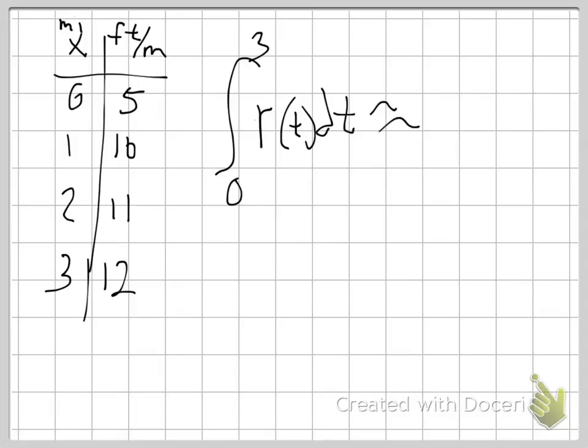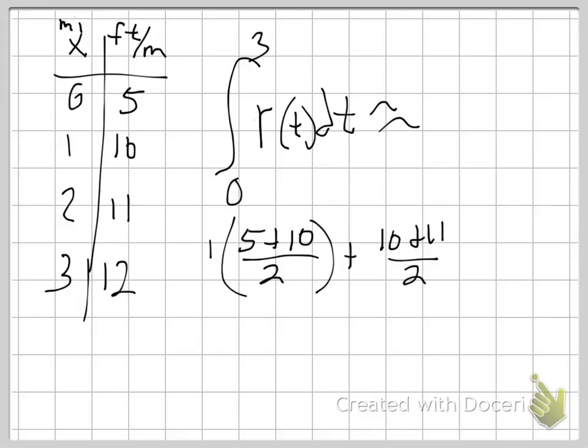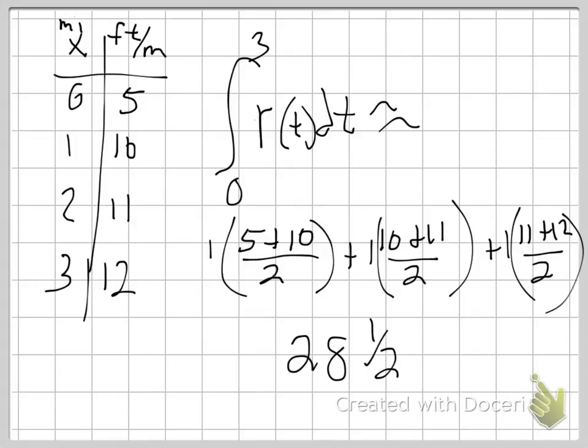So we would say that's about equal to, and we'd go 5 plus 10 divided by 2, and the interval width would be 1, plus 10 plus 11 divided by 2. Again, the interval width is 1, plus 11 plus 12 divided by 2. Interval width is 1. So what are we going to get? Let's take 15, and 21 is 36, plus 23, 36 and 23 is 59, divided by 2 is 28 and 1/2, and that would be feet.